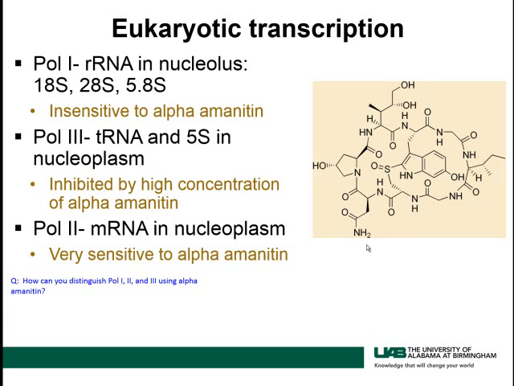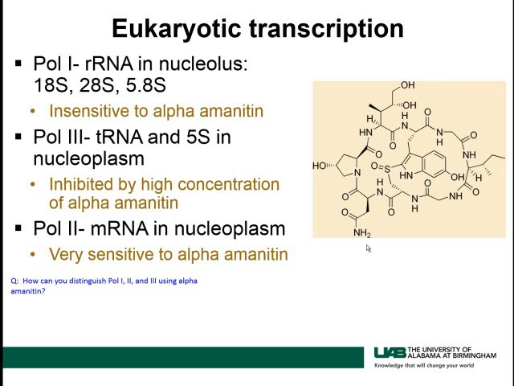Eukaryotic transcription is different, as we pointed out. The transcription consists of 3 different polymerases. Polymerase 1 transcribes ribosomal RNA in the nucleolus, 18S, 28S, and 5.8S. You can differentiate between these polymerases, and polymerase 1 is very insensitive to alpha-amanitin. Alpha-amanitin is a toxin that is found in some mushrooms.